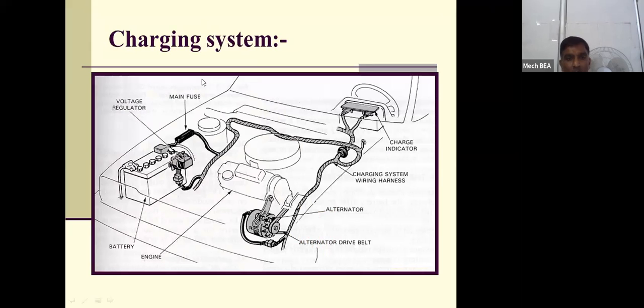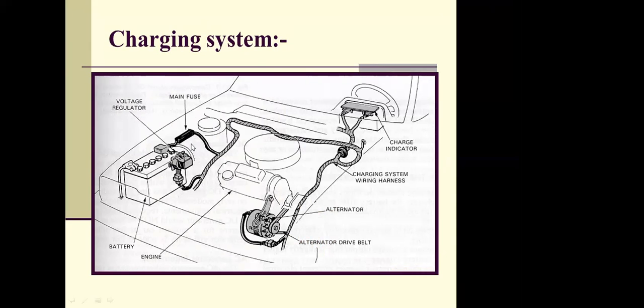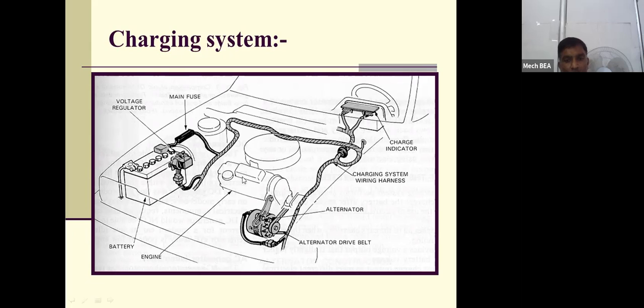Then this is again a schematic for the charging system, the starting and charging system. All the elements are the same except that an alternator is added, which is used for charging the battery. This is the battery. In this schematic the engine is shown. This is the alternator, which is connected via a pulley.